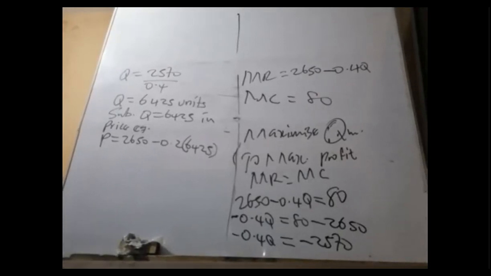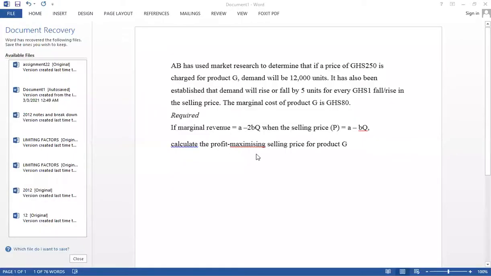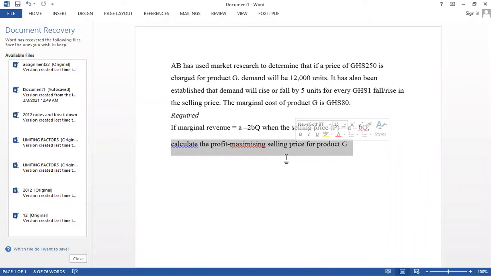We are looking for the profit maximizing selling price. What is the selling price? And we can also ask you the total profits at this level or the total revenue at this level. We can ask you a lot of questions at this level, contribution, those stuffs in there.